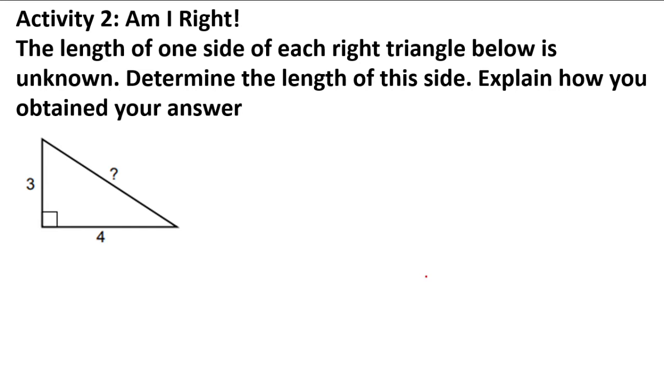So, the length of one side of each right triangle below is unknown. Determine the length of this side and explain how you obtained your answer. So, for number 1, this is the figure. As you can observe, it is a right triangle. So, if there is a right triangle, there is always Pythagorean theorem. Laging ganyan. Pag may right triangle, Pythagorean theorem ng solution.